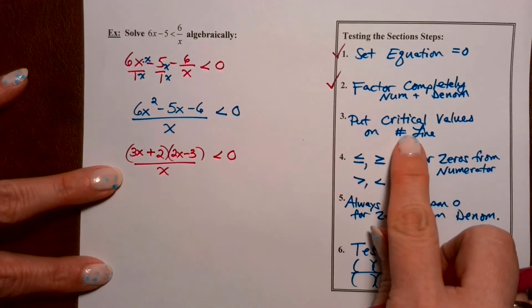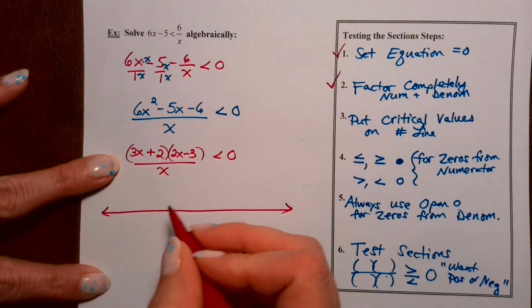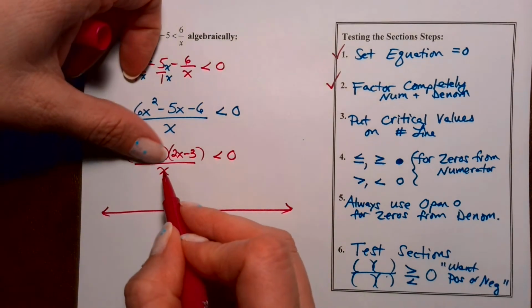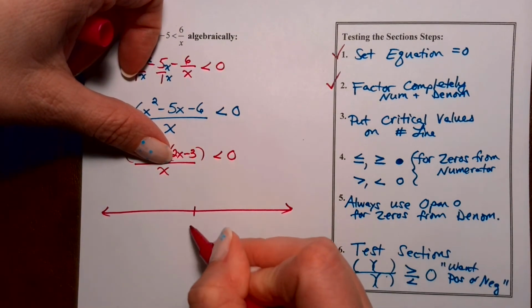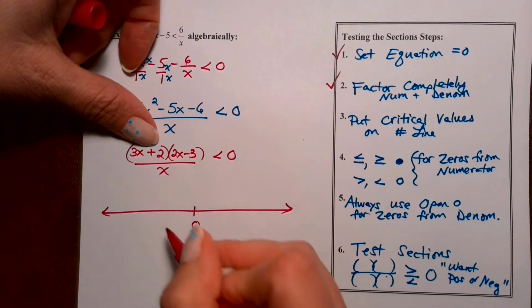Number 3, put the critical values. Let's get a number line going. The critical values. So we've got 0 from the bottom. That's a critical value. This is negative 2/3.